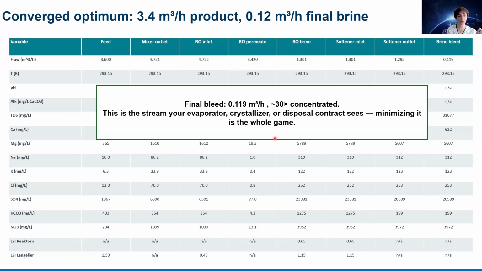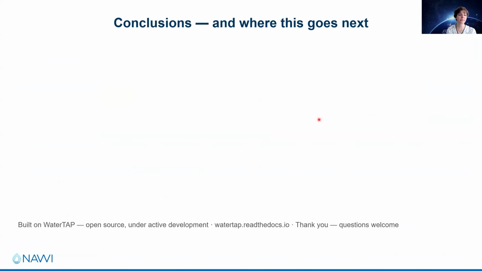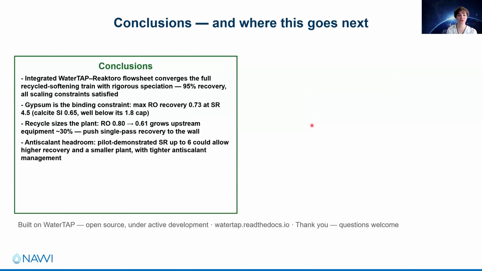And you can see that you could solve that for 95% recovery, and you could have a very concentrated brine leaving your system. And to wrap it up, this kind of integration from chemistry engine with WaterTAP was a very promising case study that we did. We could solve that for full flowsheet solve.